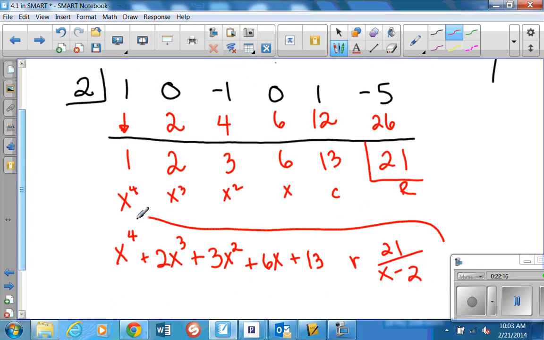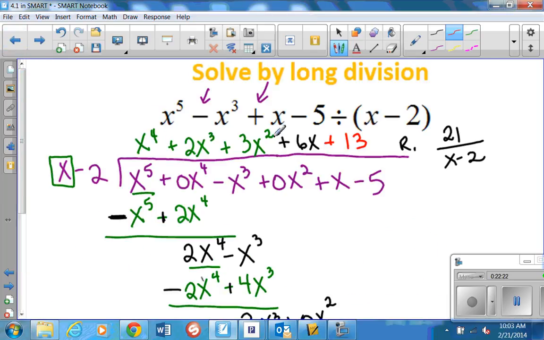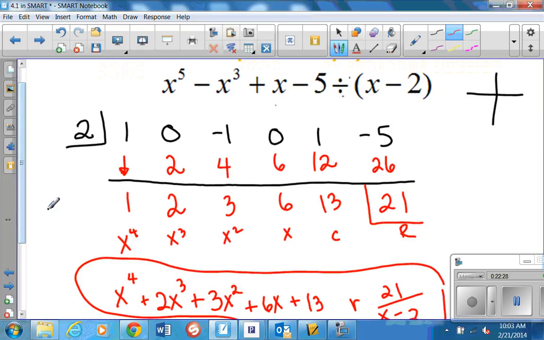And that took about 1/4 of the time, but if you compare that to the last answer, same answer, just a lot quicker. Okay, so that's synthetic division.